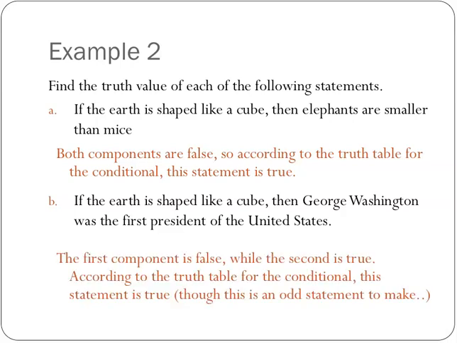Again, this is a little bit strange, right? But remember, if you think back to the wheat crunchies, just because you didn't eat them doesn't mean that you can't be full of energy. So that's the statement that's here, right? If the Earth is shaped like a cube, then George Washington was the first president of the United States.